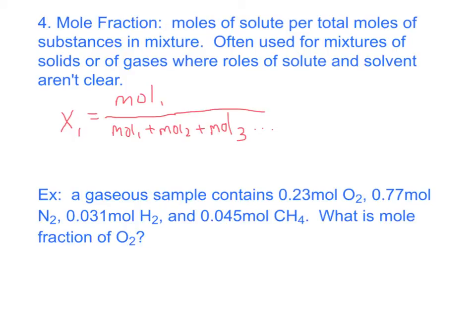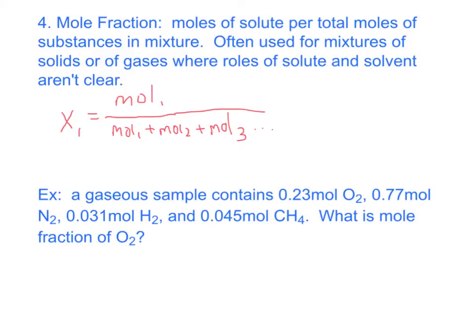Okay, so we have an example problem. The gaseous sample contains 0.23 moles of O2, 0.77 moles of N2, 0.31 moles of H2, and 0.045 moles of methane. And they want to know the mole fraction of O2. So how do we do this?